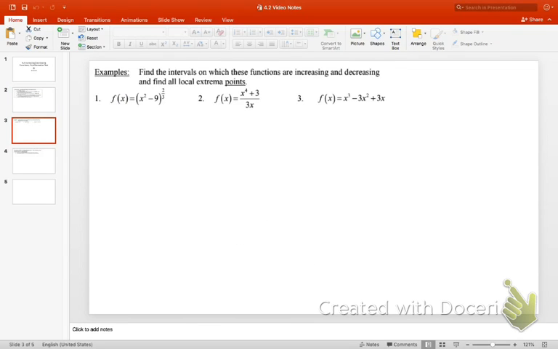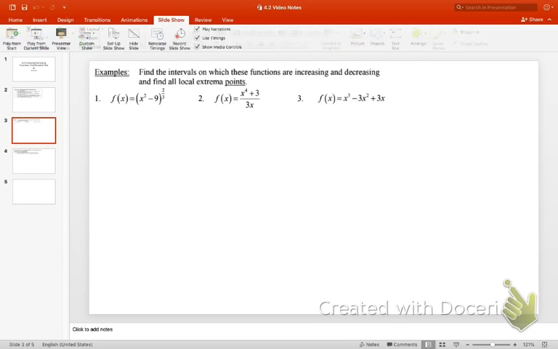All right, so we have 3 examples. We're going to find the intervals on which these functions are increasing and decreasing, and then find all local extrema as points. When they ask you for this as a point, that means we want to find both where the max or min happens and what the actual output is. So let's go ahead and check out these examples.